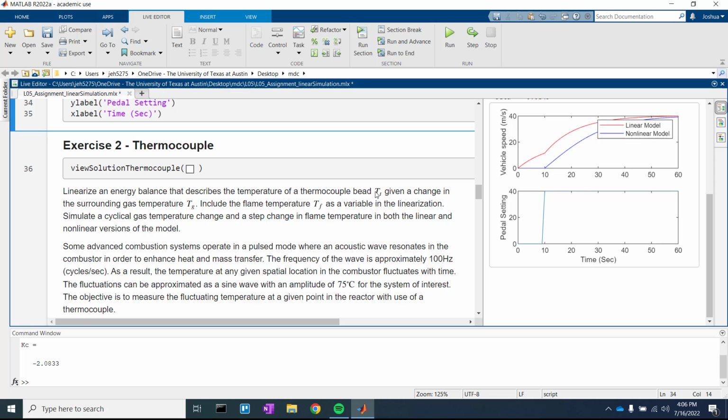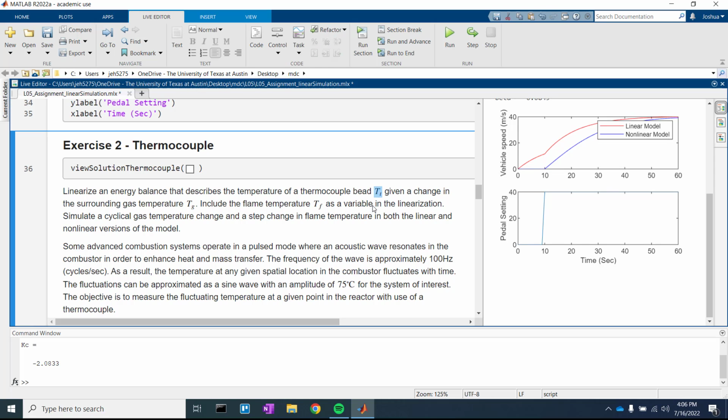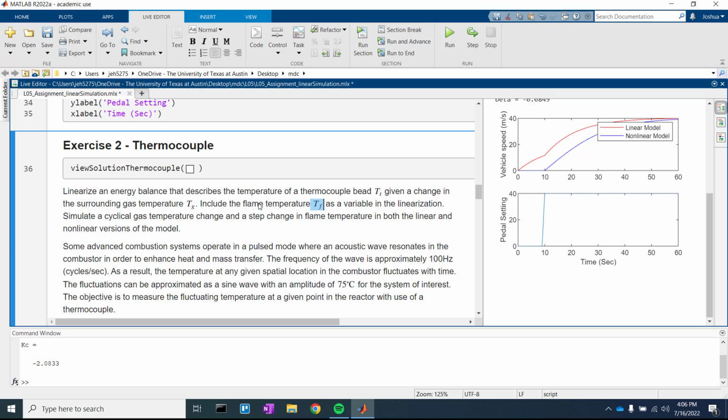If we're going to linearize this thermocouple, we have a thermocouple bead, which has a temperature TT, and it's surrounded by gas at TG, temperature of the gas. It also has the flame in this system, which is at the temperature TF, as a variable in the linearization. So we're simulating a cyclical gas temperature change and a step change in the flame temperature in both the linear and nonlinear versions of the model.